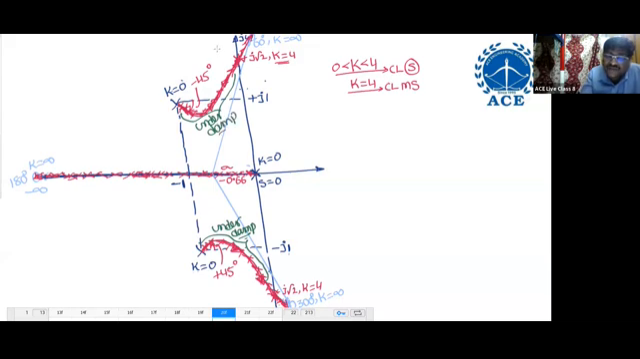At this point, undamped. At this point undamped. At this point undamped. That means the system has what?